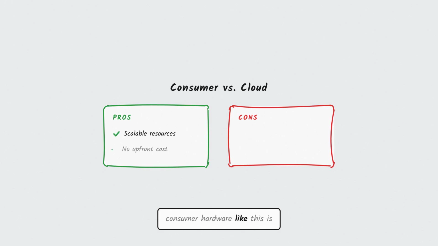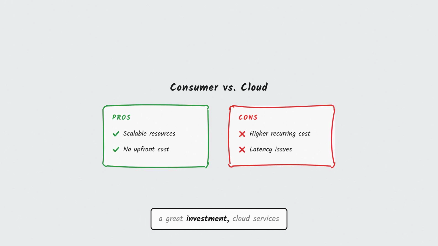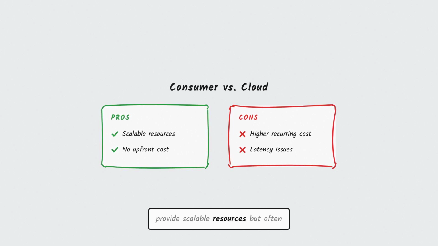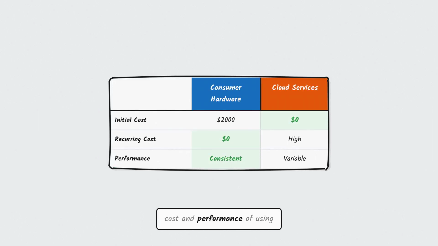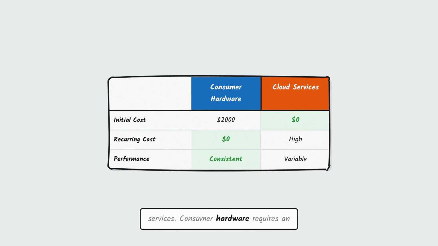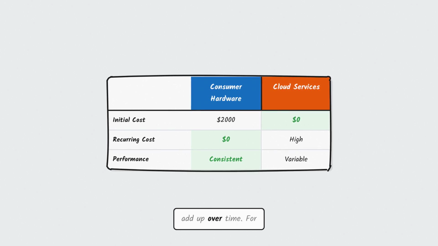While consumer hardware like this is a great investment, cloud services offer an alternative. They provide scalable resources but often at a higher recurring cost. Let's compare the cost and performance of using consumer hardware versus cloud services. Consumer hardware requires an upfront investment, but cloud services can add up over time.